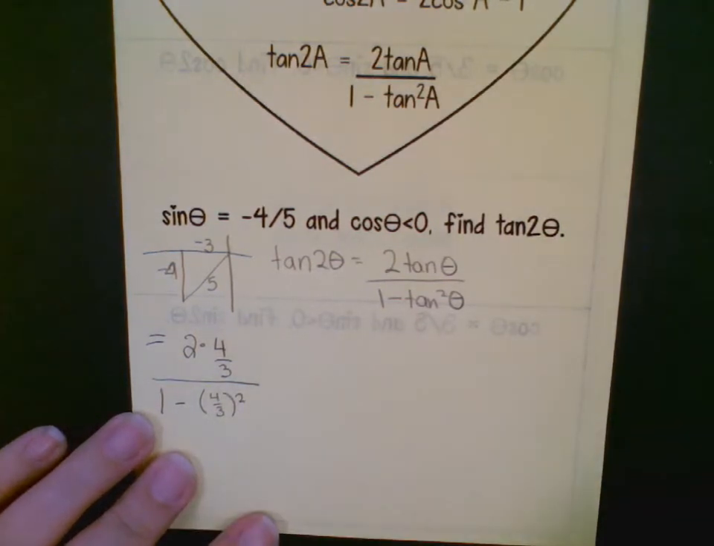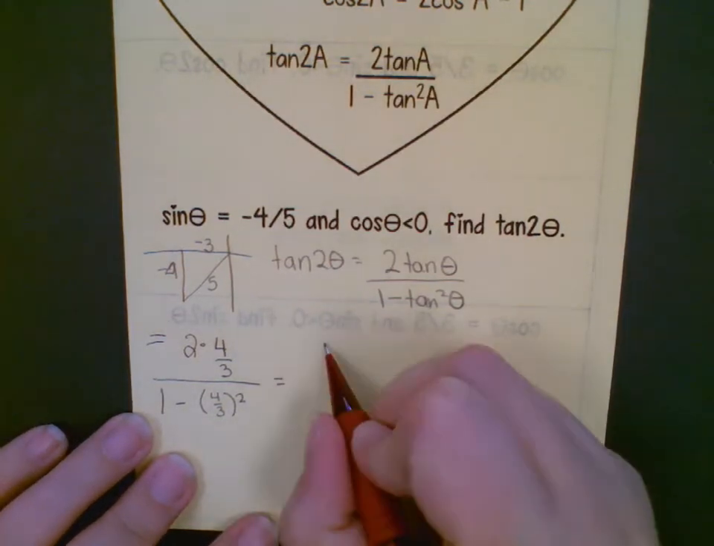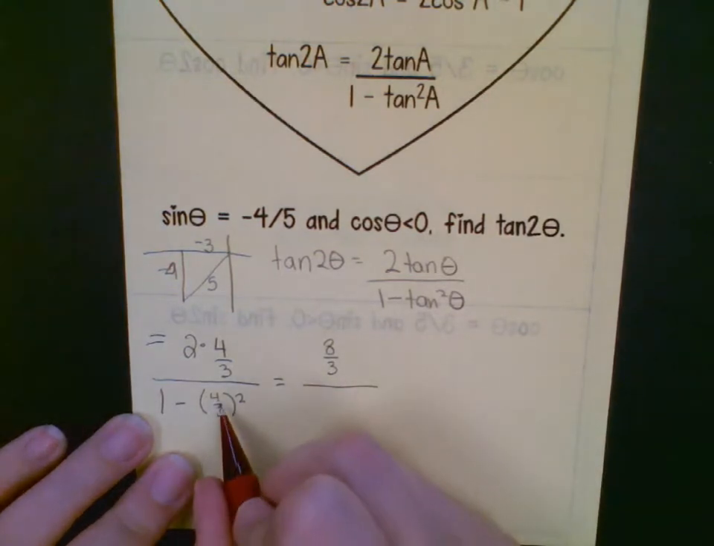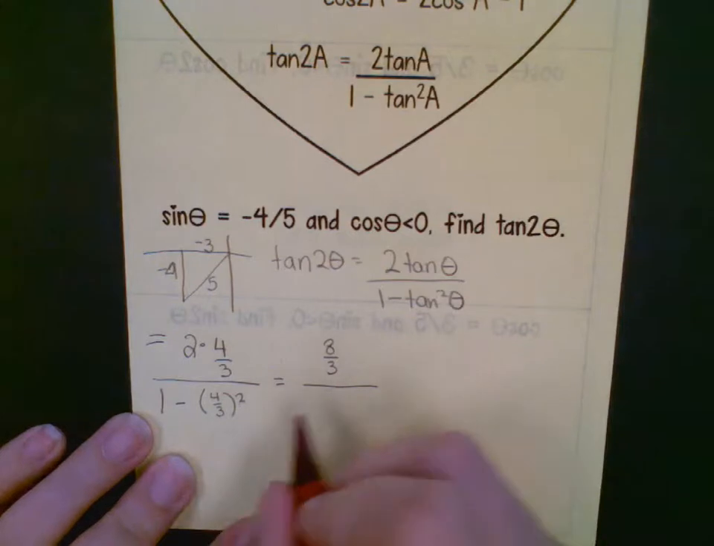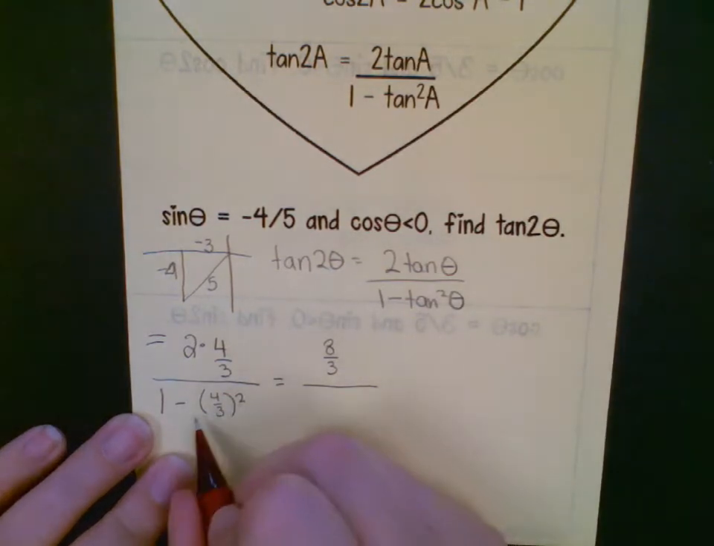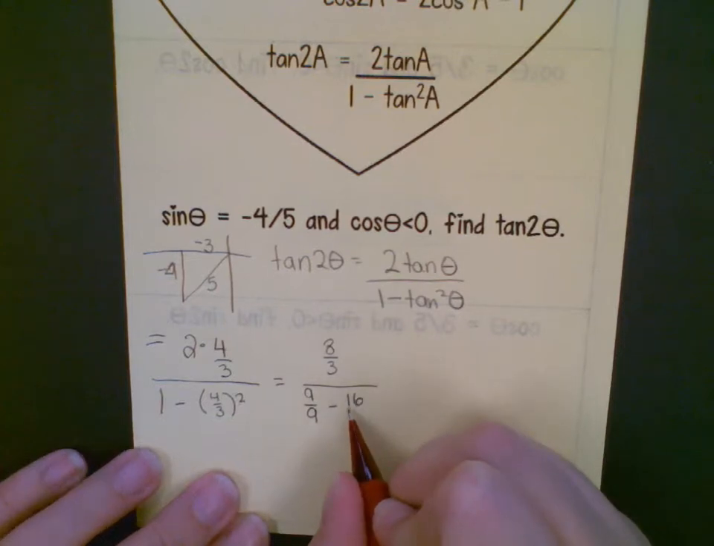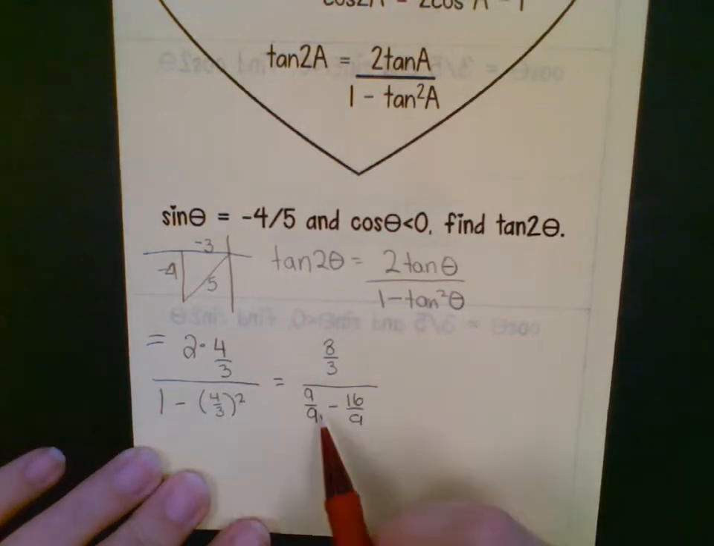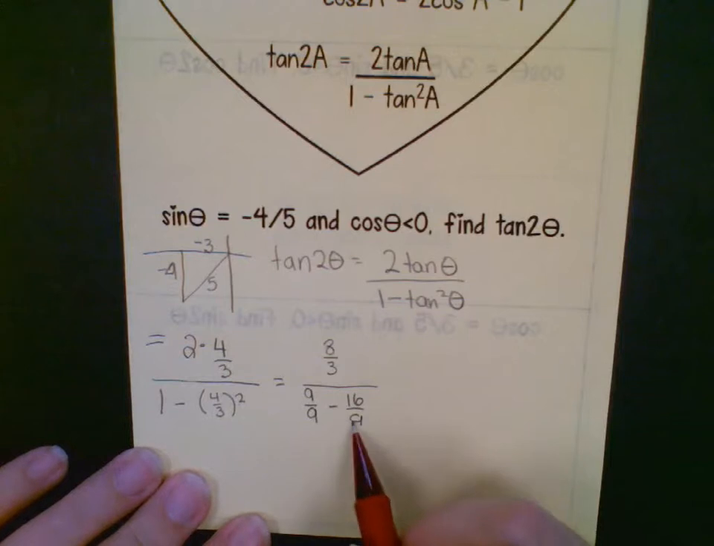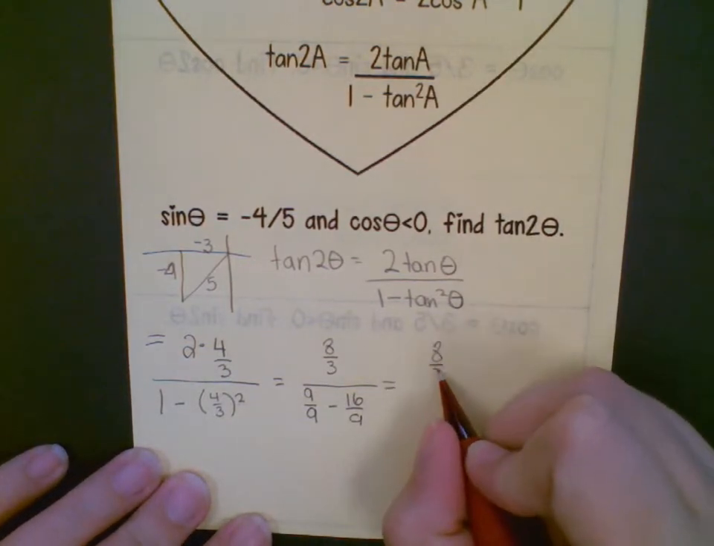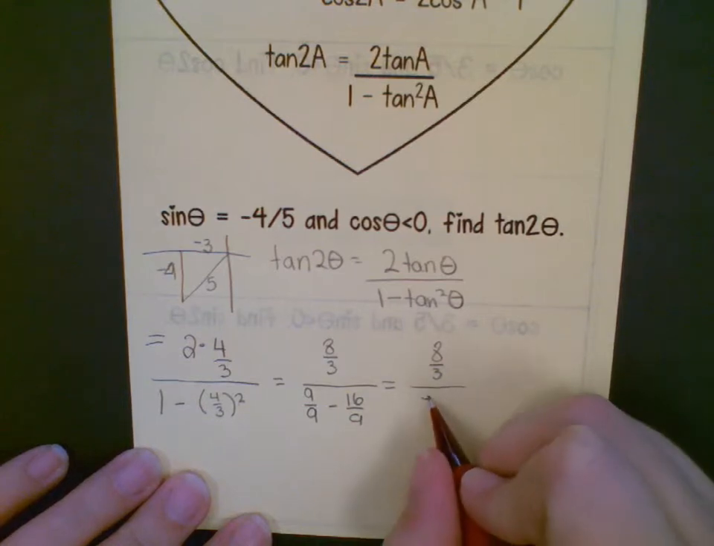Now we just have to do order of operations and we'll be able to figure this out. This would give us 8/3 in the top. In the bottom we'll square that, so that'd be 16 over 9. I'm going to get common denominators right away. Since I knew this was going to be a 9, I changed my 1 to 9 over 9, so I'd have common denominators. So we have 8/3 over negative 7/9.